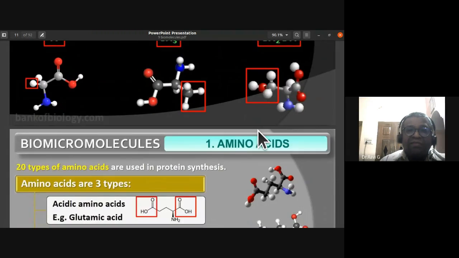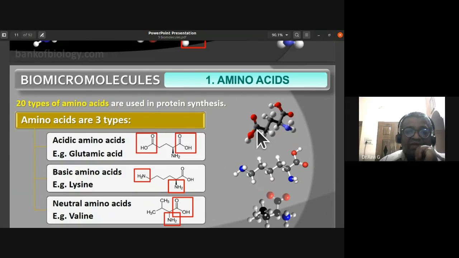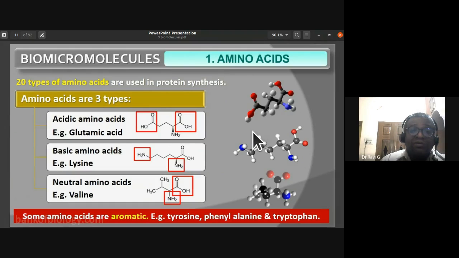So where the methyl group was replaced by different groups. Amino acids: nearly 20 types of amino acids are used in protein synthesis, and amino acids are of three types: acidic amino acids, basic amino acids, and neutral amino acids. Some of the amino acids are aromatic. For example, the variable R might have aromatic compounds, like closed chain compounds.